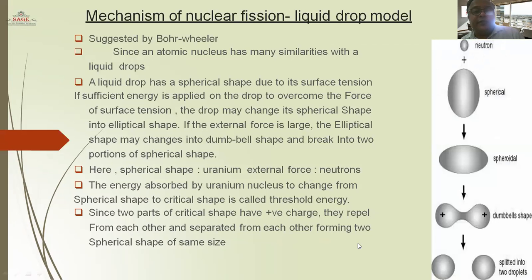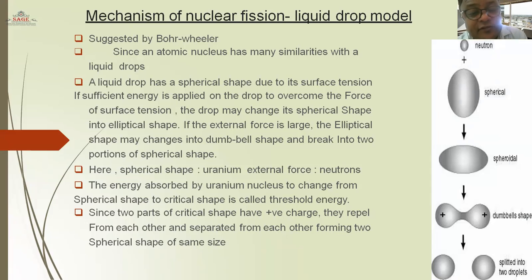This is the mechanism of nuclear fission, the liquid drop model, suggested by Bohr and Wheeler. The atomic nucleus has many similarities with a liquid drop, and a liquid drop has a spherical shape due to surface tension. If sufficient energy is applied to the drop to overcome the force of surface tension, the drop may change its spherical shape into an elliptical shape. If the external force is large, the elliptical shape may change into a dumbbell shape and break into two portions of spherical shape.